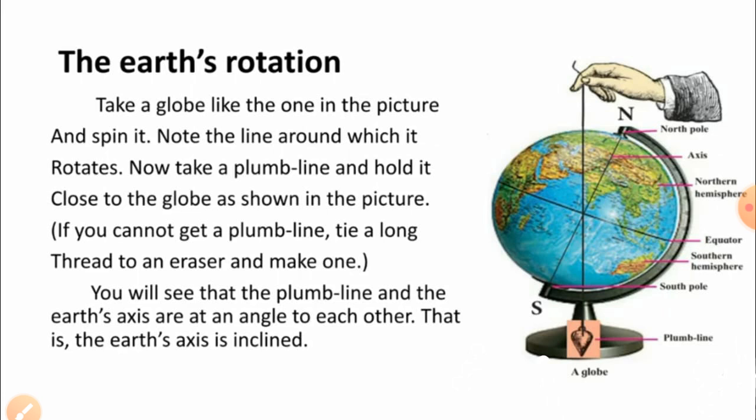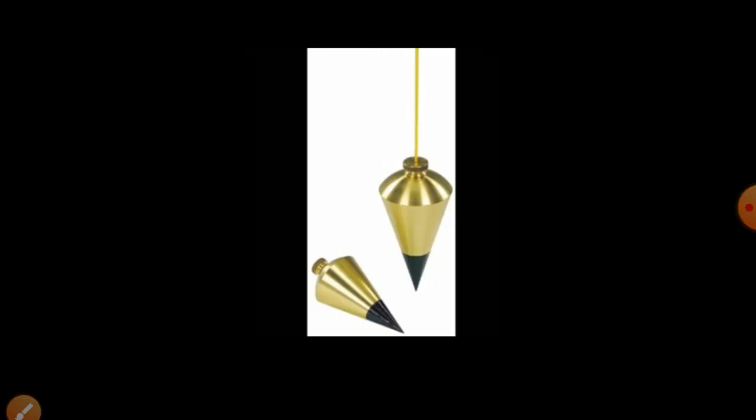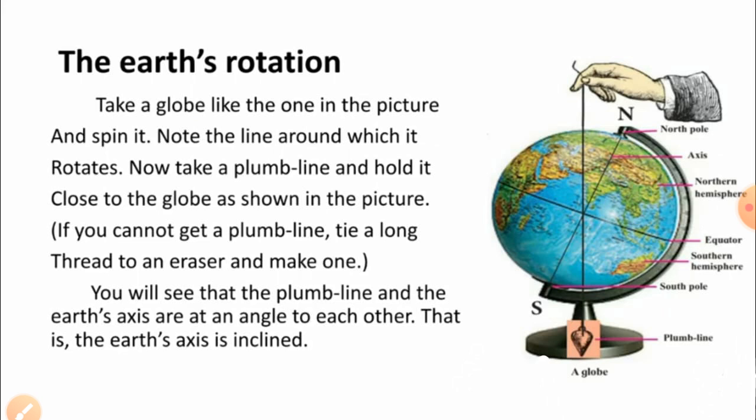Now, what do you mean by a plumb line? A plumb line is an instrument that is used by most of the people who are in the construction business to find the level of the wall. Now, if you do not have a plumb line, do not worry. You can make a plumb line yourself. You can tie an eraser or any heavy object to a string and use it as a plumb line.